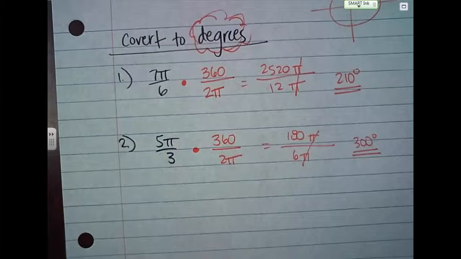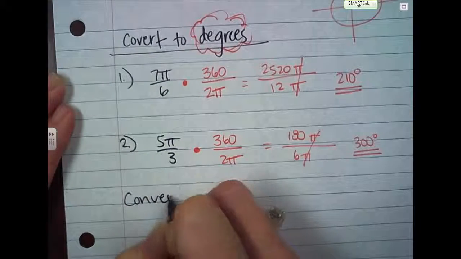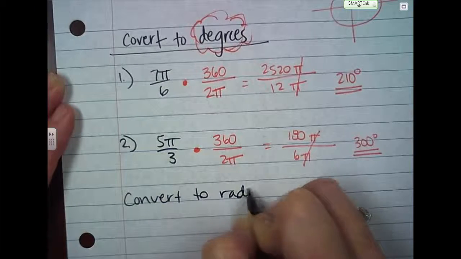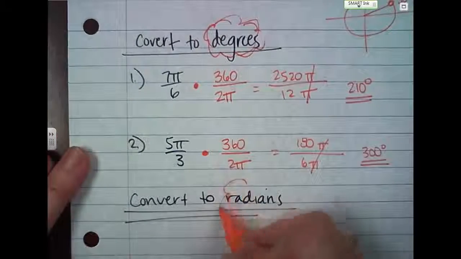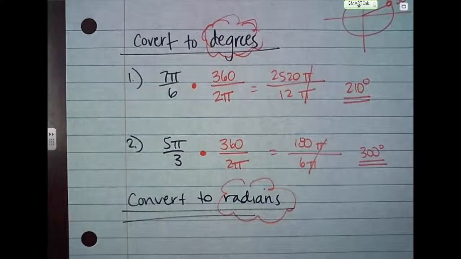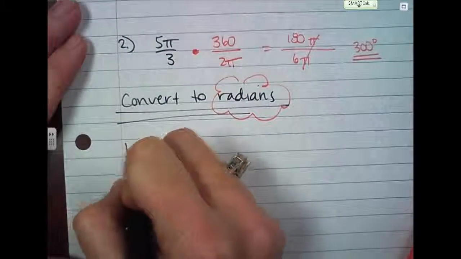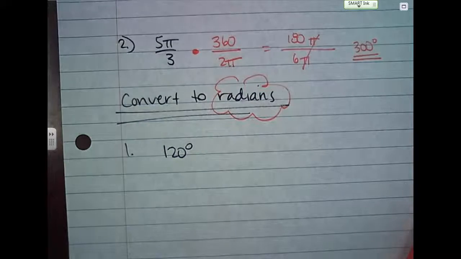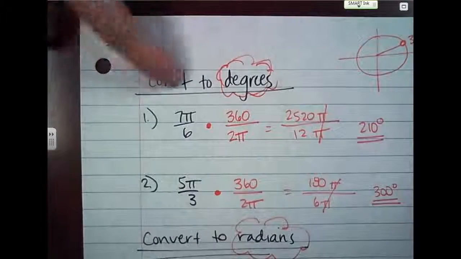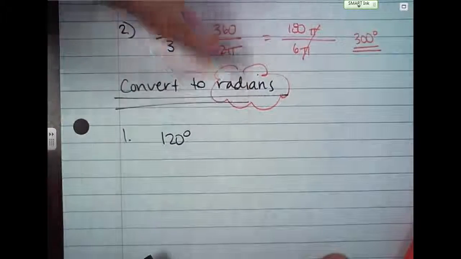Okay, now we're going to go the other way. Convert to radians. Notice, I convert to radians, which means we're going to start with radians. So for your first example, if I say 120 degrees, you start with radians, just like we did before: when I say convert to degrees, we put degrees on top. When I convert to radians, I want to put radians on top to help you remember.